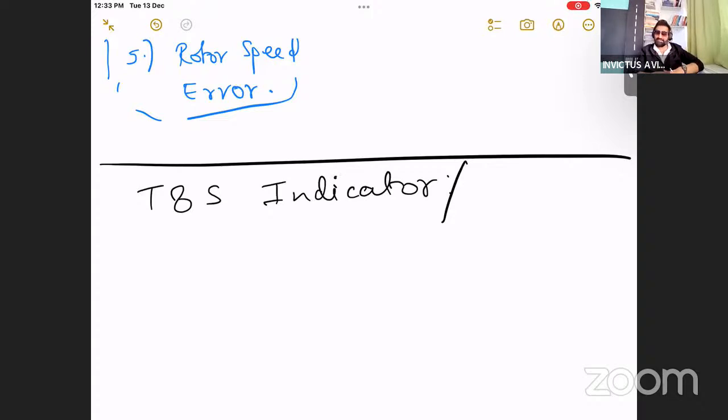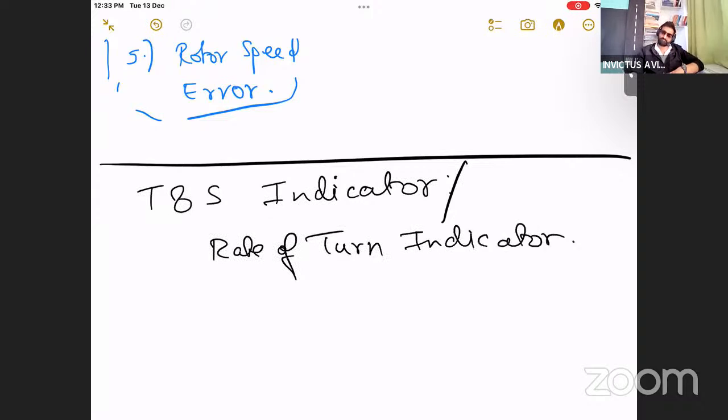Turn and slip indicator, also called rate of turn indicator. Similar to the turn coordinator, but purani technology we could say, or maybe something else in some other aircraft. A very easy thing to understand.